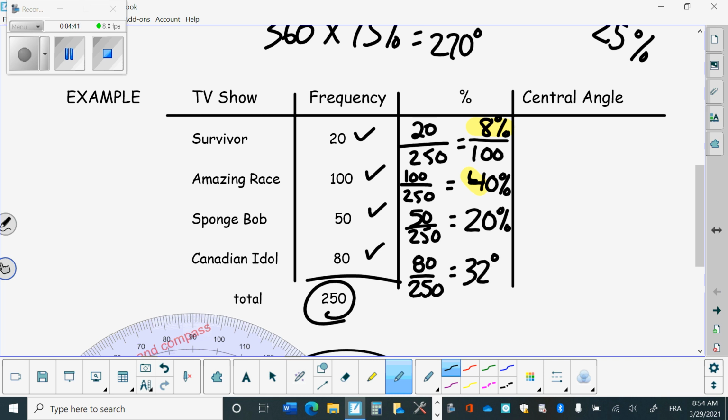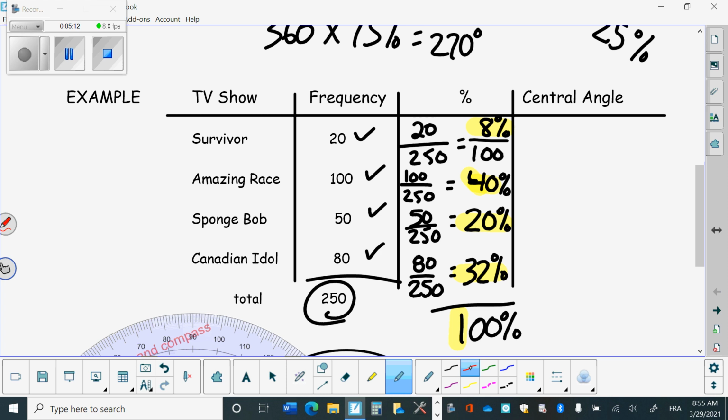Now do a check for me. When you add up the 8, the 40, the 20, and the 32, do a quick check. So 32 plus 8 plus 60, that has to give you a perfect 100%. Now, if you have decimals to round, there will be some questions that you might have decimals in your percents. That's fine. Round to a couple of decimal places and it should give you very, very close to 100%.